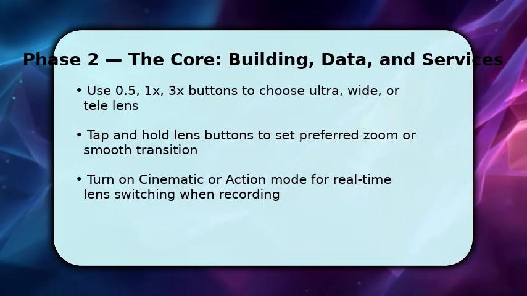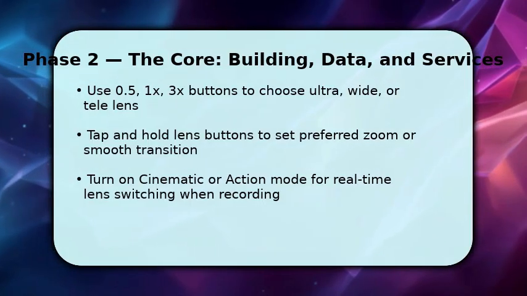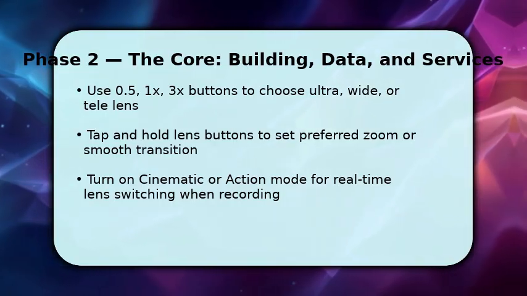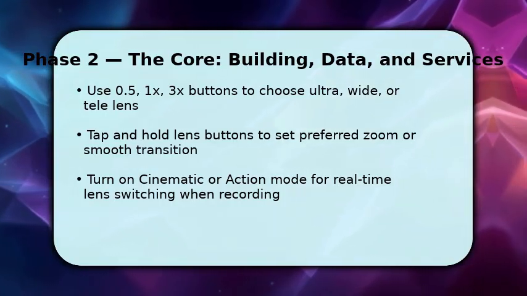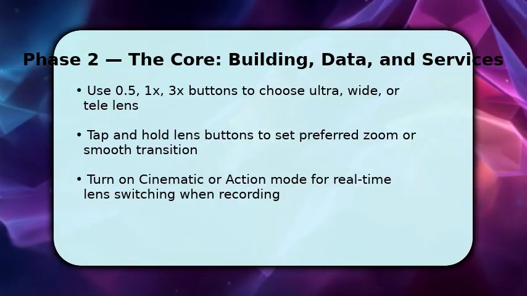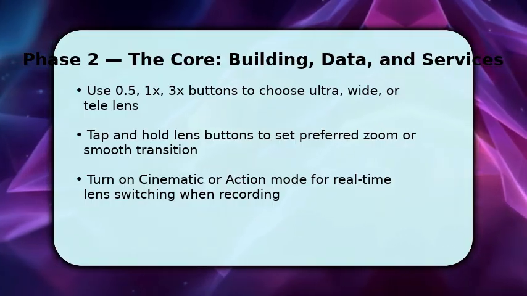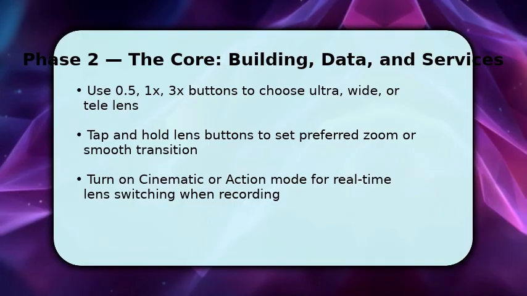Now you focus on using both cameras in sequence and together. Tap 0.5 for ultra-wide, 1x for main wide, or 3x for telephoto, and observe framing and exposure changes as you switch. You can tap and hold a lens button to lock a preferred zoom step or to smoothly transition while recording. This gives you cinematic control.